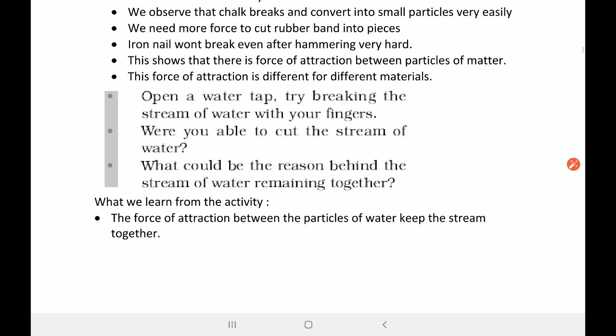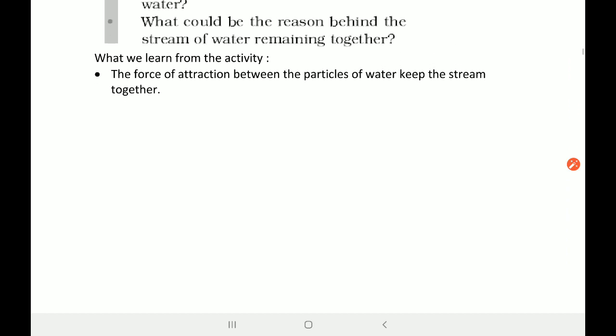Similarly, however the particles are held together, they still have a force of attraction. Open the water tap and try to break the stream of water with your finger. Are you able to cut the stream of water? No. Why are we not able to cut it? The reason is there is a force of attraction between the particles. What is the reason behind the stream of water remaining together? Yes, force of attraction. That's it.